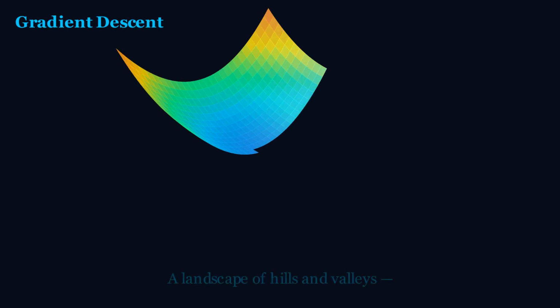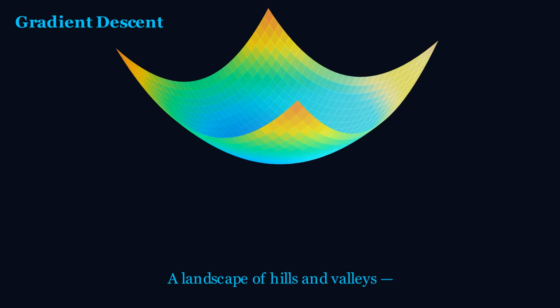Every machine learning model learns by minimizing error. But what does that process actually look like? Imagine a landscape, a surface of hills and valleys, where every point is a possible set of parameters, and the height is how wrong the model is. Training a model means finding the lowest point in this landscape.